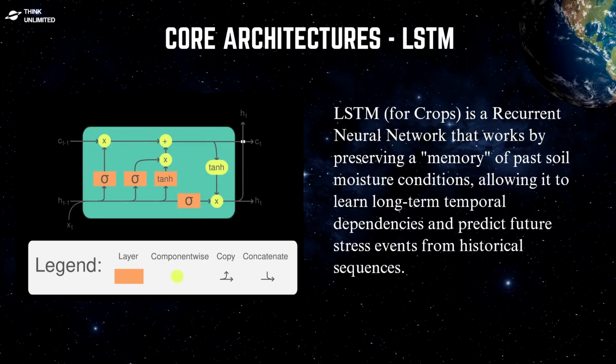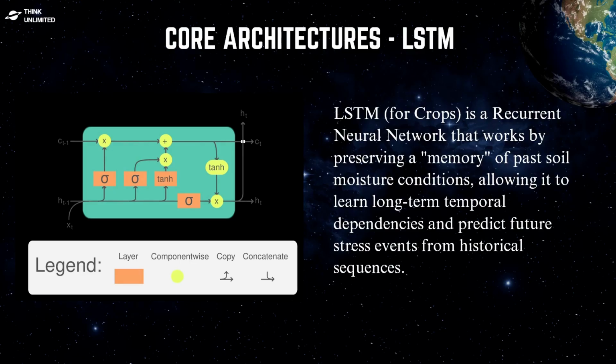So while our first model looked at space, where the fire is, our second model looks at time. This is the Long Short-Term Memory network, which is LSTM, which we use specifically for crop health monitoring. The reason we use this architecture is simple: crops don't fail overnight. A drought is a slow moving disaster. The problem with standard AI is that standard neural networks treat every data point as an isolated event. They don't remember what happened yesterday.